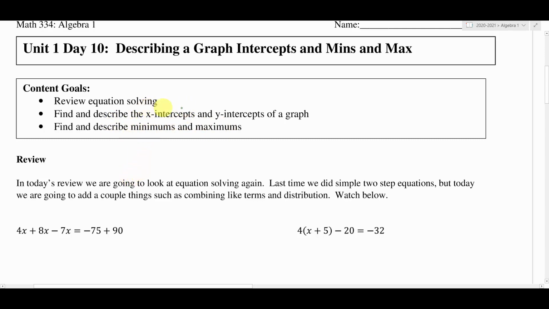All right, so we're adding a little bit to what we're doing with describing a graph. Yesterday we talked about x-intercepts and y-intercepts and where to find those on a graph. Today we're going to be adding in minimums and maximums. All right, here we go.